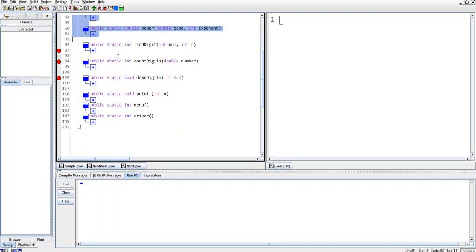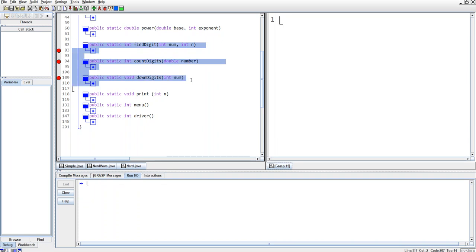The three methods here that you had to complete, find digits, count digits, and down digits, this was a little trickier, and I think a lot of students were having a little bit of trouble with this. So I did want to come in and talk about this, not necessarily showing you the code, but to think through some of the processes so that you can come up with the code on your own. And sometimes when you're learning a new language, you want to think in your primary language what you want to say, and then you translate that into the new language that you're learning.